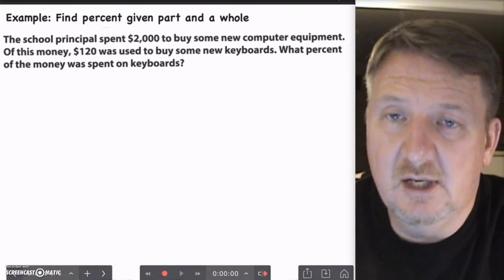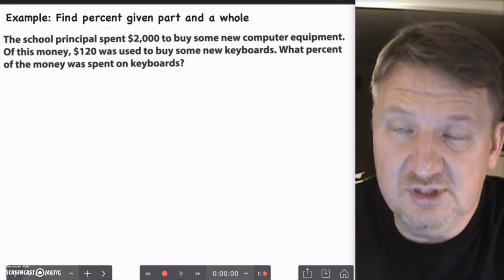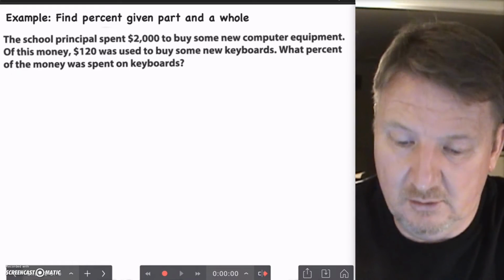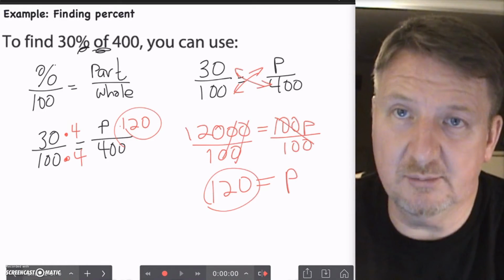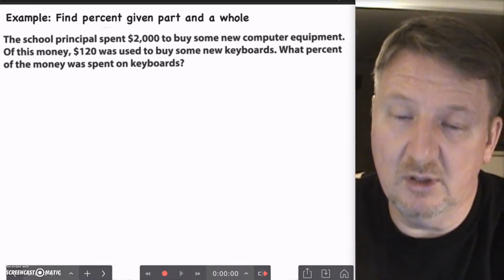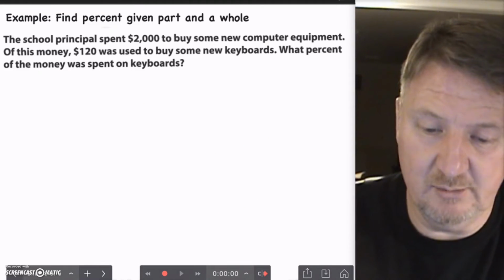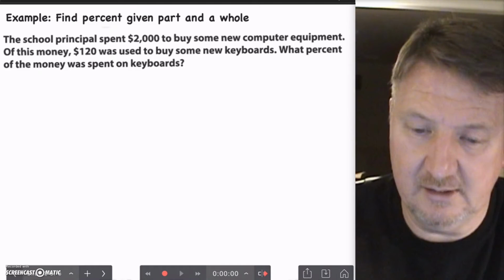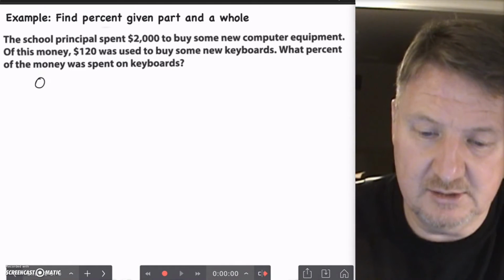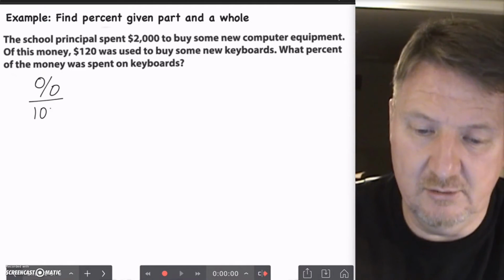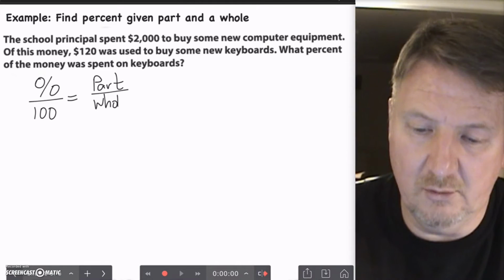In this case, we are going to find the percent if we're given the part and the whole. If we go back to this one, we knew what the percent was. This time we're looking for the percent. So we set the problem up the same way. Let's get back to black. My percent over 100 is going to equal the part over the whole.